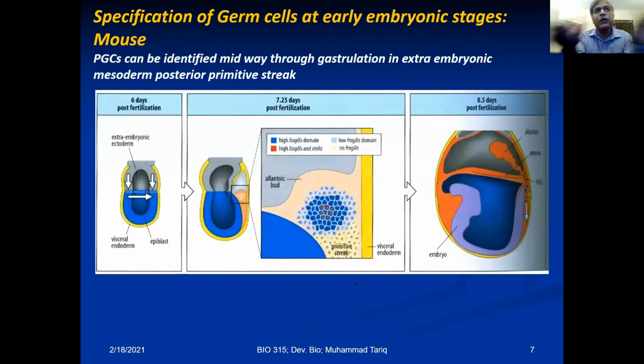In case of mouse, primordial germ cells, the PGCs, are first identified midway through gastrulation. You remember gastrulation, we watched a video as well in the earlier lecture. One of the visible signs of gastrulation is the primitive streak, where we see large scale cell movements along the anterior posterior axis of the embryo, a streak where cells are moving inwards. At that particular stage, we see the first indication of formation of primordial germ cells.